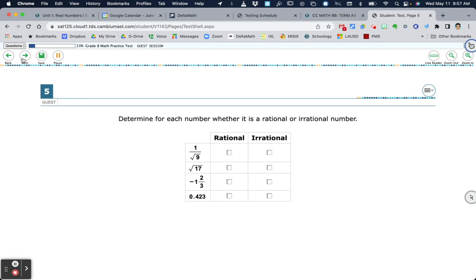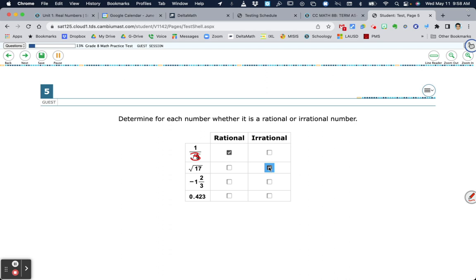Okay, so if it's a number that I can make into a fraction or is a fraction, then it's rational. Okay, so 1 over the square root of 9, is that rational or irrational? Well, what's the square root of 9? 3. So this is really 1/3, and 1/3 is clearly rational. It's a fraction. How about the square root of 17? Irrational. Yeah, that's an ugly one. Yeah, that's 4 point something ugly. So that's irrational.